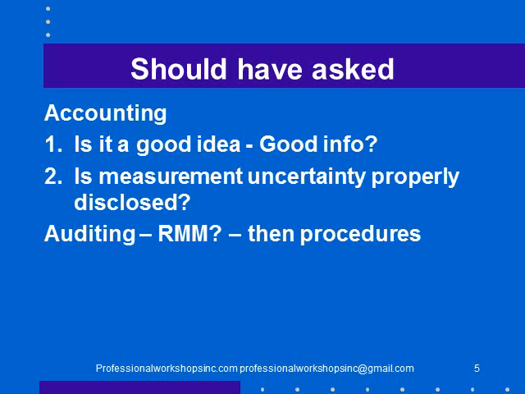So I think what should have been done was two accounting questions and one auditing question should have been asked. The first accounting question is, is this a good idea? Is this good information? Is this useful information to users? And the second, there is measurement uncertainty. Have we properly disclosed the nature of the measurement uncertainty? And then the auditing question, and I've kind of said that already, is we should have thought about what the risk of material misstatement was in this area, and then having concluded on risk of material misstatement, we can then design procedures.